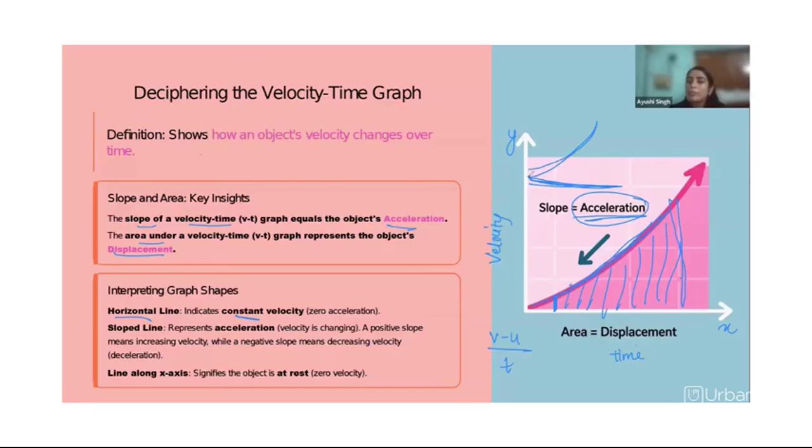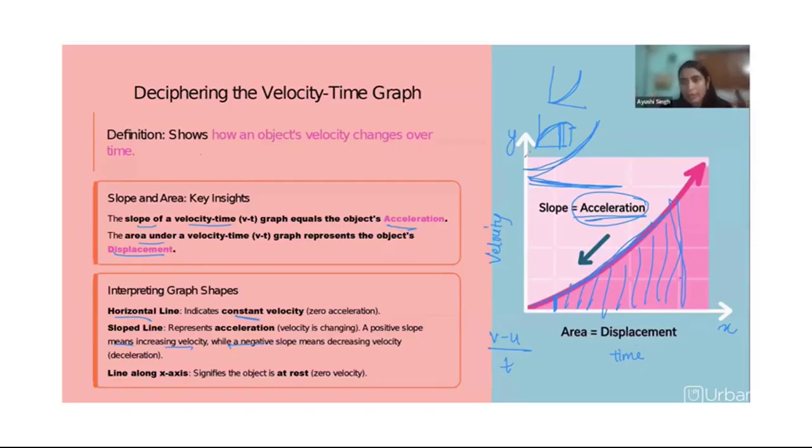That means it's not moving with another speed. Okay, the speed is not changing. The velocity is not changing. It is constant. The sloped line represents the acceleration. I have told you already. A positive slope means increasing velocity, while a positive slope looks like this. So velocity is increasing here, but a decreasing velocity slope looks like this. That means at this time also velocity was this, at this time also it is this, and then here it is reducing. That means you have put a brake.